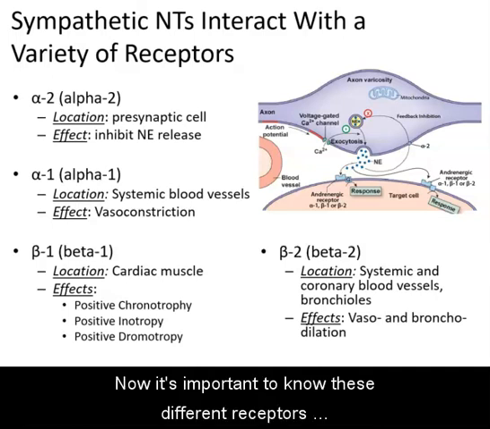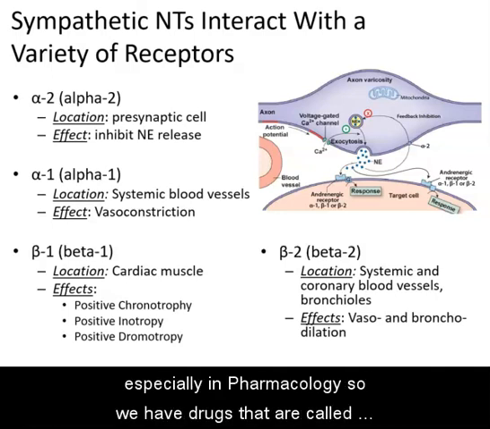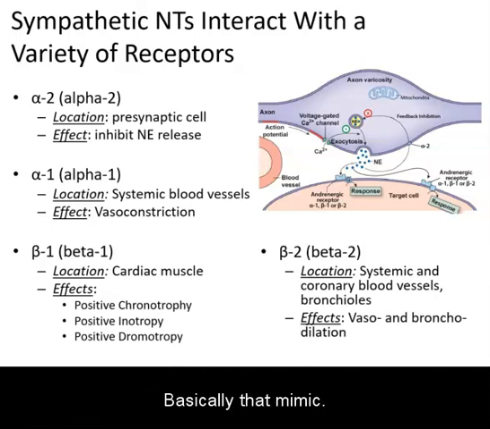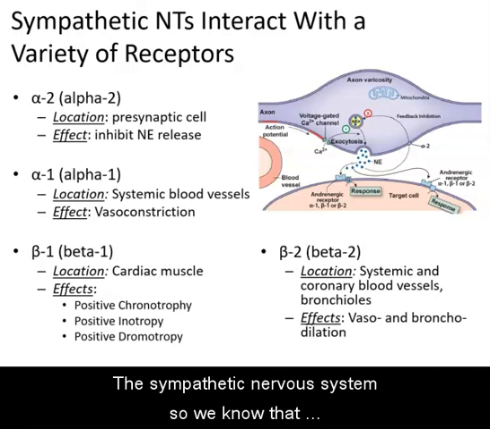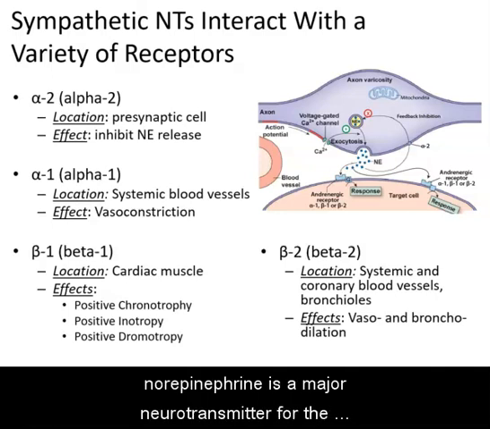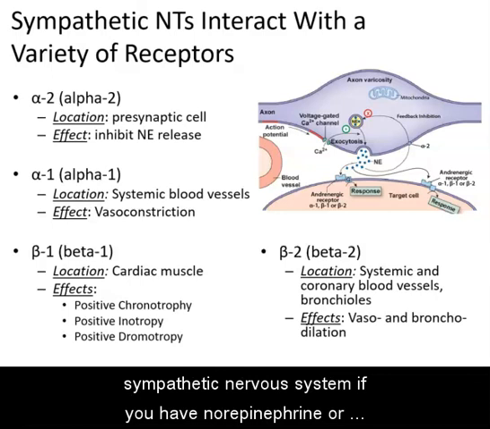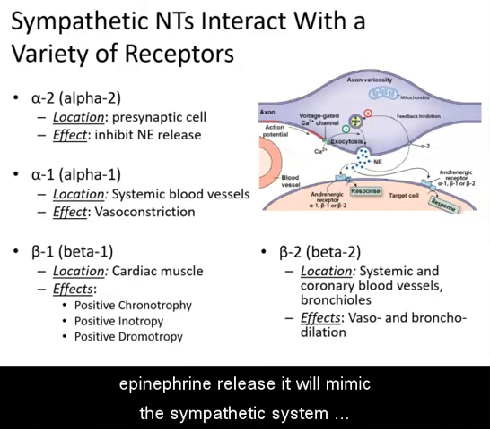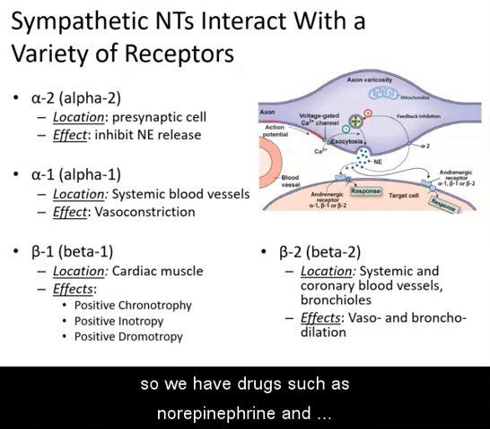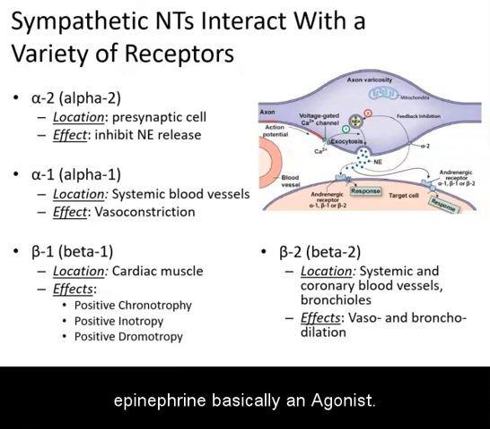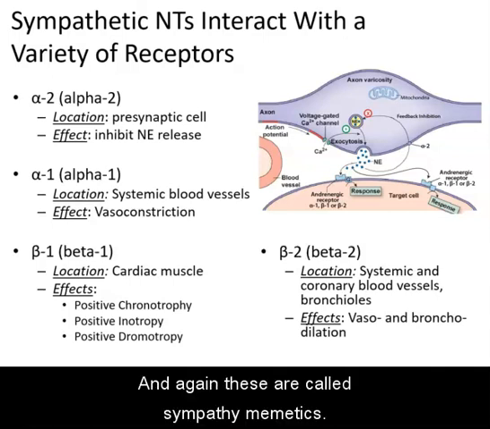Now, it's important to know these different receptors, especially in pharmacology. So we have drugs that are called sympathomimetics, basically that mimic the neurotransmitters in the sympathetic nervous system. So we know that norepinephrine is a major neurotransmitter for the sympathetic nervous system. If you have norepinephrine or epinephrine release, it will mimic the sympathetic system. So we have drugs such as norepinephrine, epinephrine, basically an agonist for any adrenergic receptor. And again, these are called sympathomimetics.